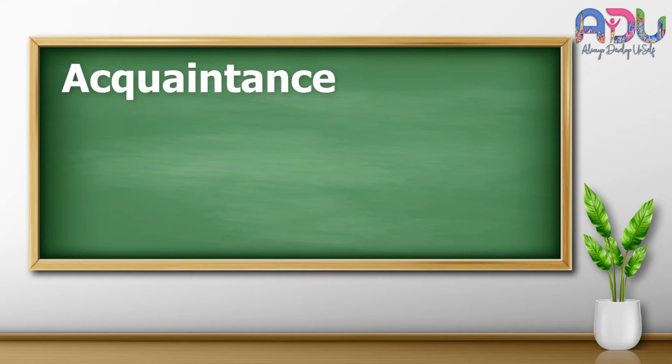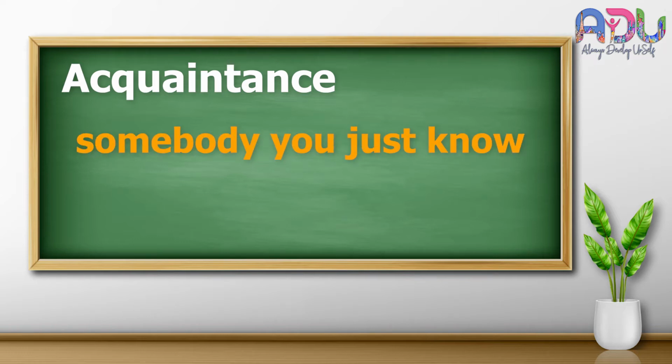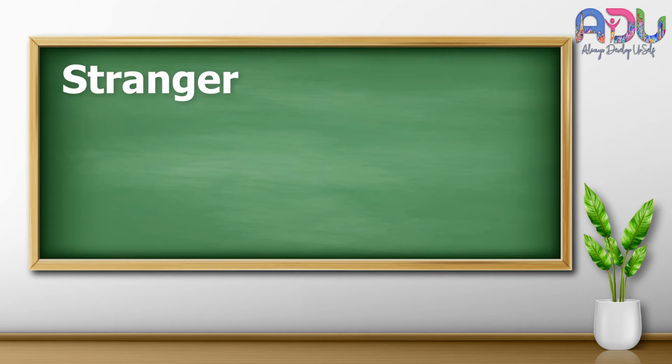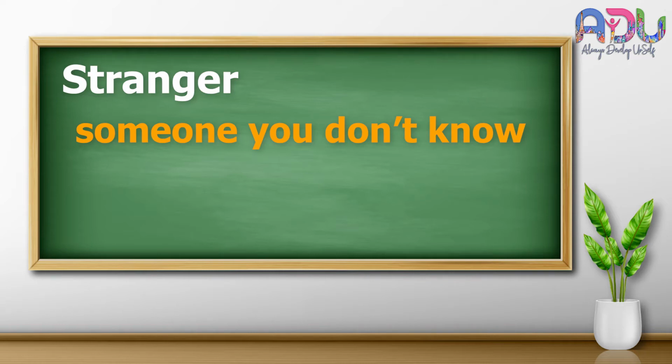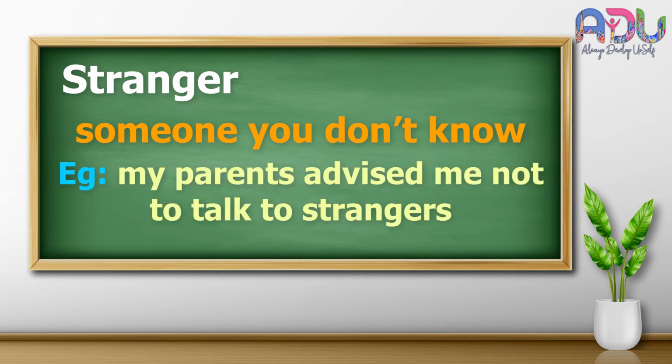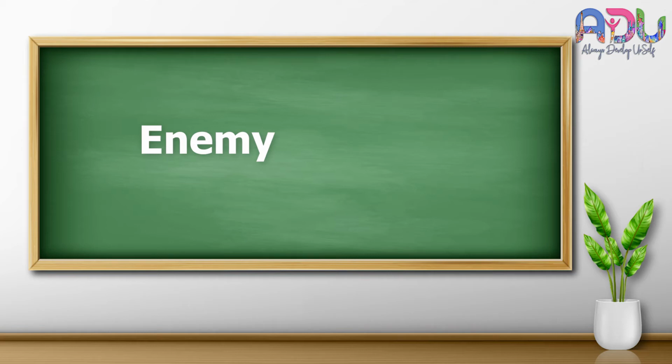1. Acquaintance. Somebody you just know. 2. Stranger. Someone you don't know. For example, my parents advised me not to talk to strangers. 3. Enemy. And the opposite of enemy is friend.